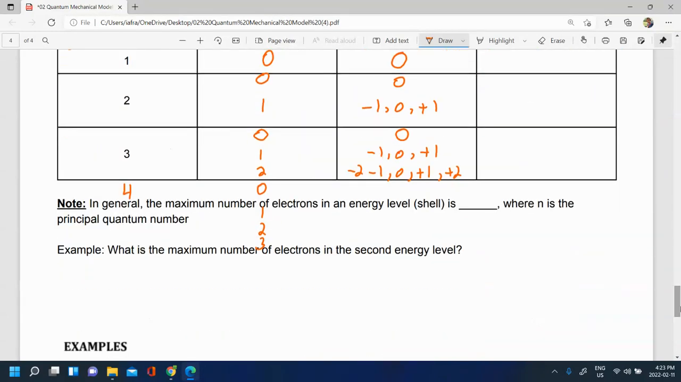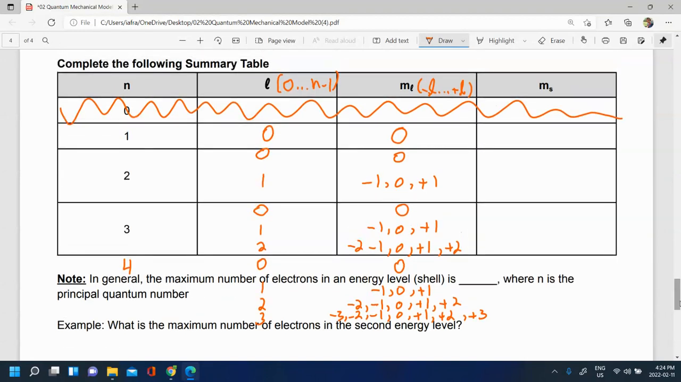And then if you're in the fourth shell, well, same idea. ml is 0 here. Over here, it's going to be negative 1, 0, positive 1. If your L is equal to 2, you're at negative 2, negative 1, 0, positive 1, positive 2. And if you're at L is equal to 3, your ml will be negative 3, negative 2, negative 1, 0, positive 1, positive 2, and lastly, positive 3.